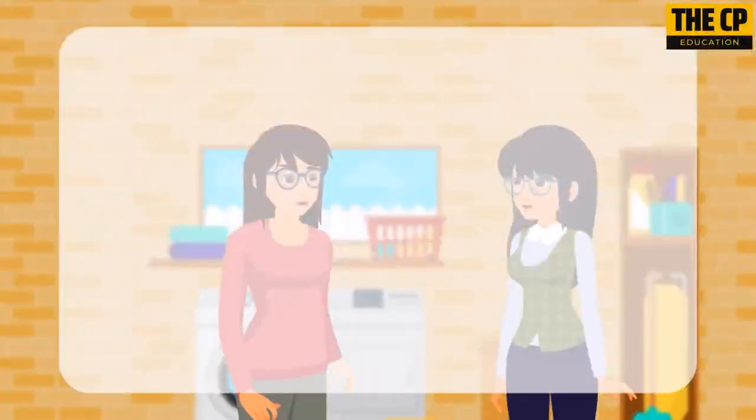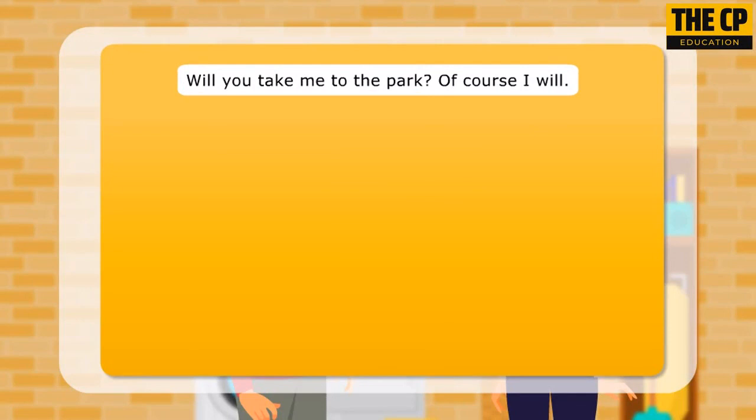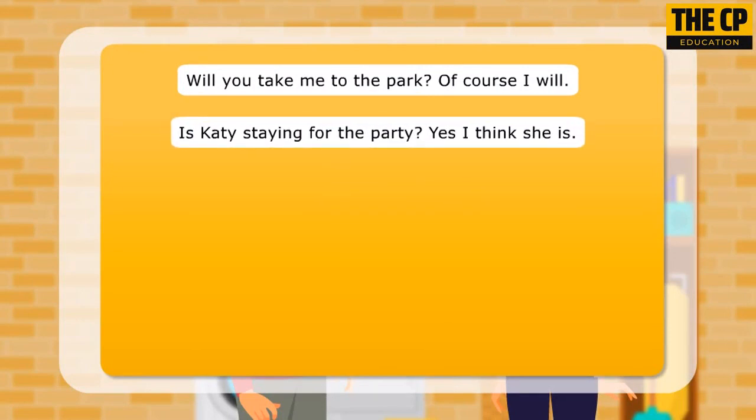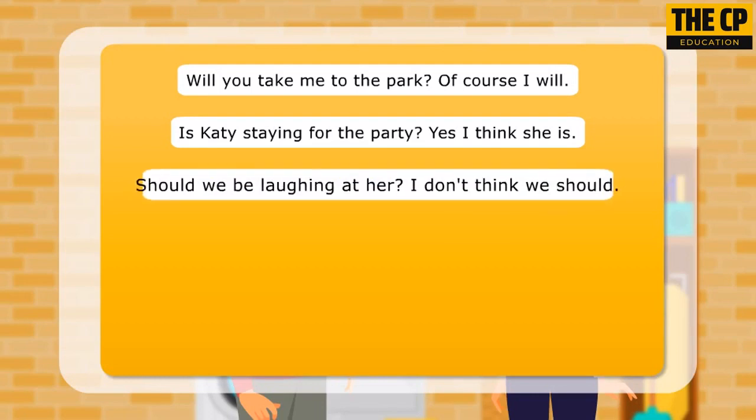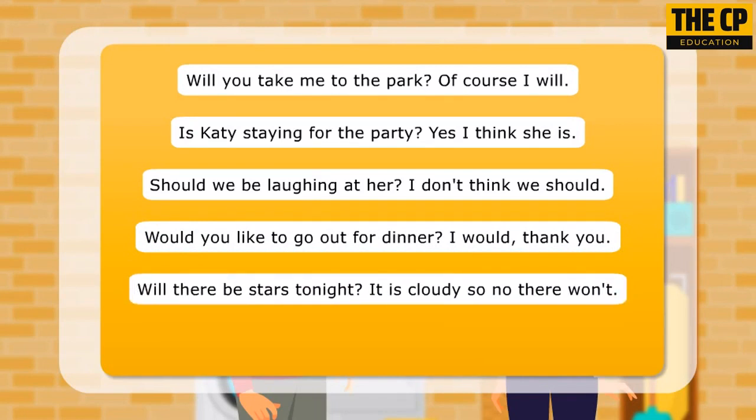Here are some more example sentences. "Will you take me to the park?" "Of course I will." "Is Cathy staying for the party?" "Yes, I think she is." "Should we be laughing at her?" "I don't think we should." "Would you like to go out for dinner?" "I would. Thank you." "Will there be stars tonight?" "It is cloudy, so no, there won't."